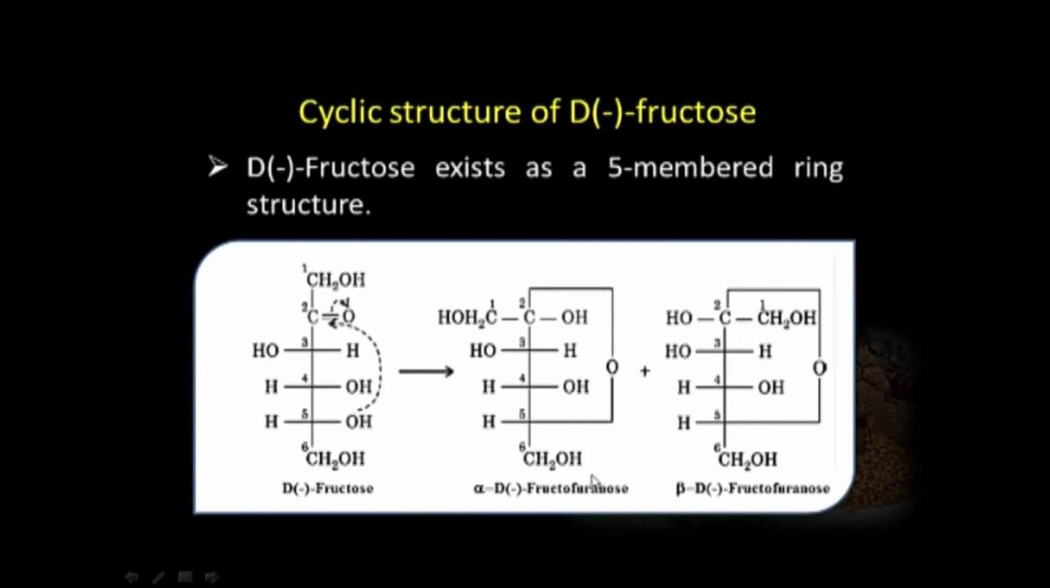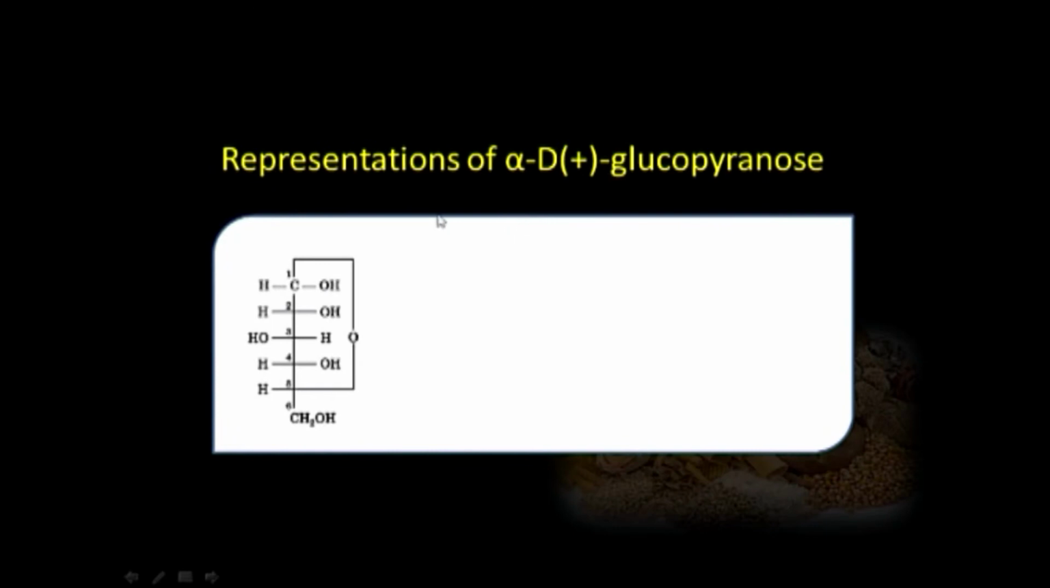We discussed earlier that if it is a 5 membered ring structure, we name those sugars furanose, and if it is a 6 membered ring structure, we name those sugars pyranose. So these are the 2 anomers for D minus fructose, named alpha D minus fructofuranose and beta D minus fructofuranose. Now, how do we write this ring? That is how we write the cyclic structure in the planar form.